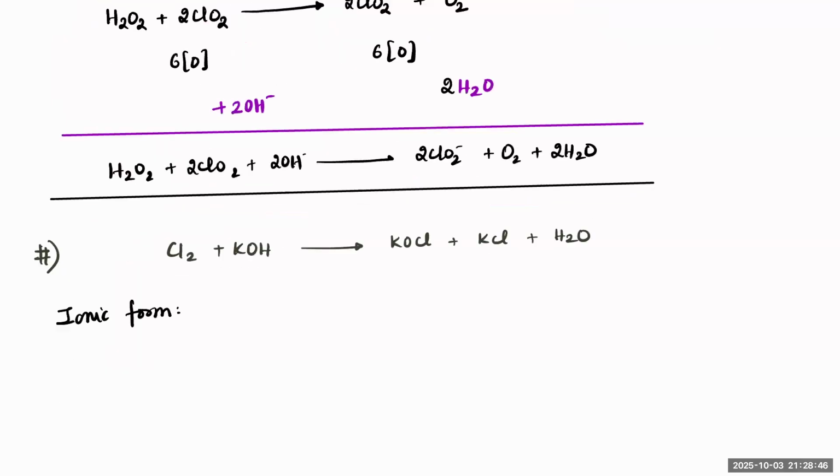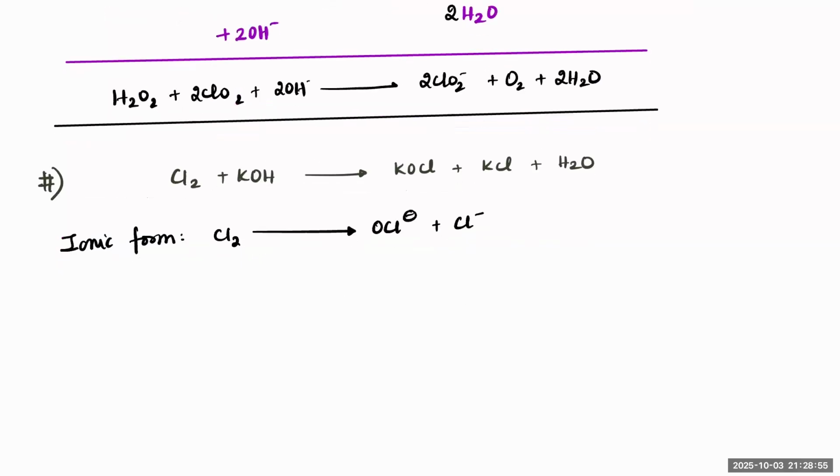The ionic form is essential for redox balancing. Cl2 is giving OCl minus plus Cl minus. The oxidation half reaction is Cl2 converting into OCl minus. The reduction half reaction is Cl2 converting into 2Cl minus.